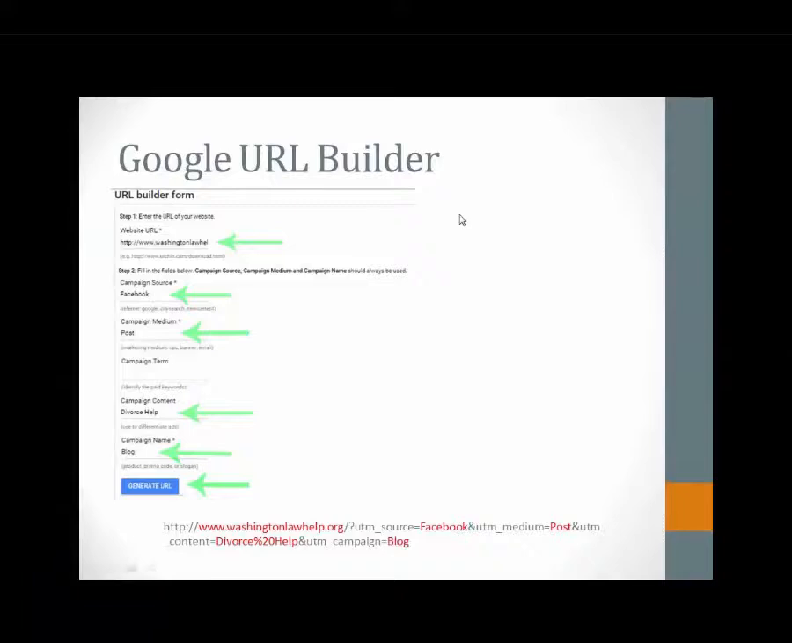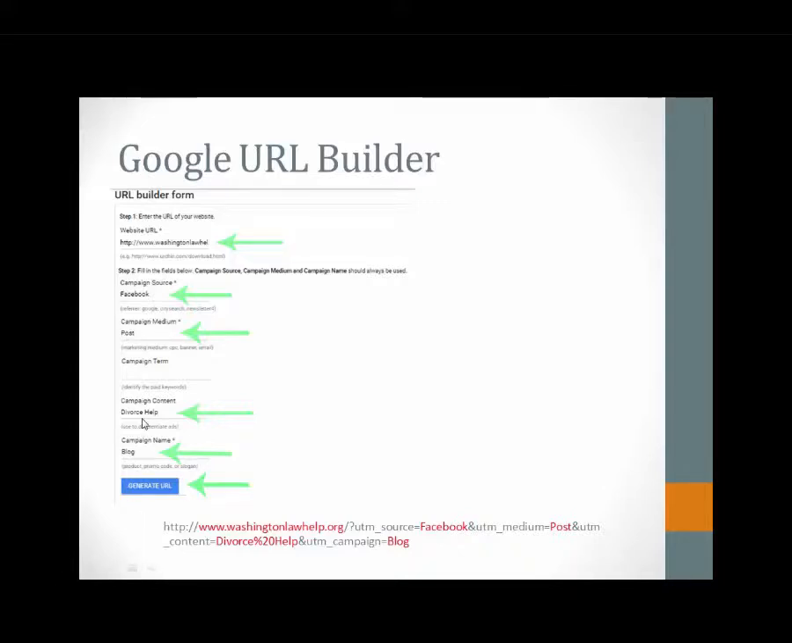I'm now going to tell you a little bit about the Google URL Builder. The Google URL Builder is a free tool by Google that essentially allows you to create URLs for tracking purposes. So you'll see here in the first section, under website URL, I put the homepage of WashingtonLawHelp.org. Then the second section is called Campaign Source, and I put Facebook there. The third section is Medium. I put Post. And then I've skipped the campaign term because it's not a required field.